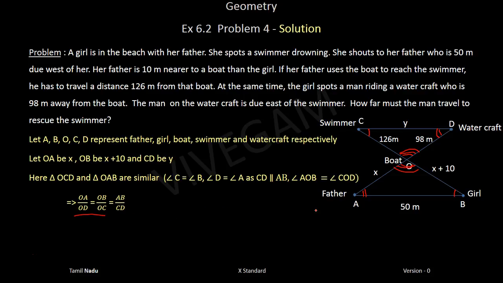The ratio of the corresponding sides. As I said, the side opposite to this is OA, and the side opposite to this angle is OD. So OA by OD, that is what I've said here, will be equal to the side opposite to the two marks, right? So that is OB, and opposite here is this one, OC. So OB by OC, and the opposite to this is AB, and the opposite to this is CD. So AB by CD.